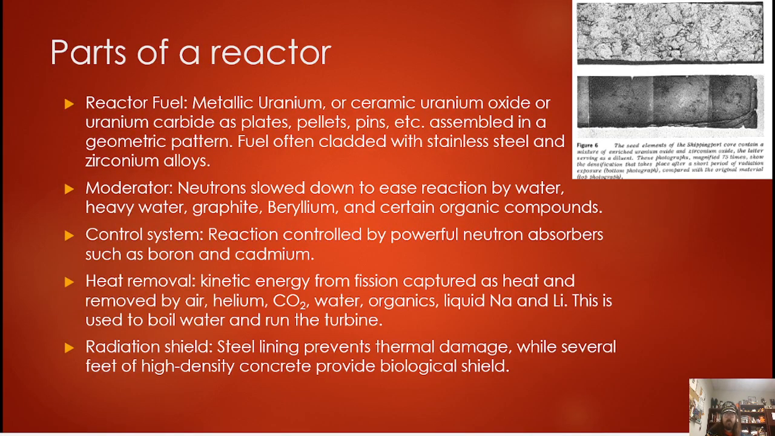And so the parts of the reactor, if we break it down, we have the reactor fuel. It's typically just metallic uranium, but it could be a ceramic uranium oxide or uranium carbide produced as plates or pellets or pins, but it's essentially assembled in various geometric patterns. We often seal it up and clad it with stainless steel or zirconium alloys to help keep its shape as it decays and converts into other stuff. Because remember, it's going to decay into different compounds as it goes. And so you can see it changing shape in the figure.